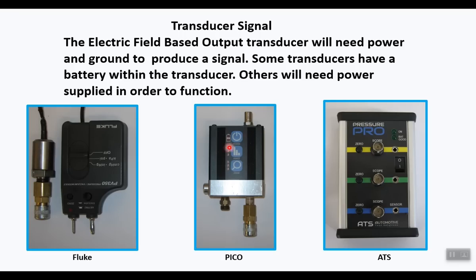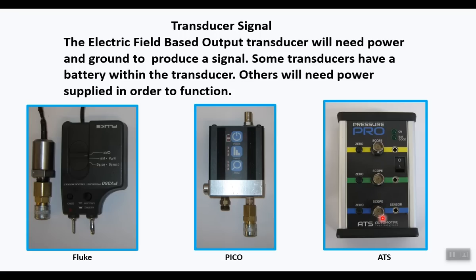This has a rechargeable battery in the Pico, and again, we have a current path so we can have an output. On Snap-on and ATS sensors, they need an external power and ground, so this is going to be something that's going to plug in, and this box will give you a power so you can use three pressure transducers. But in this system, we could use this on an Autel, a Snap-on, a Pico, and now we have the best of all worlds.